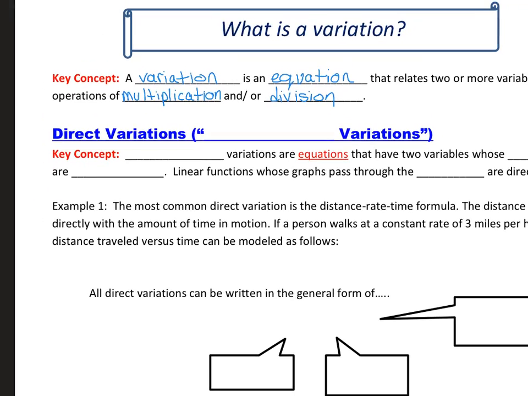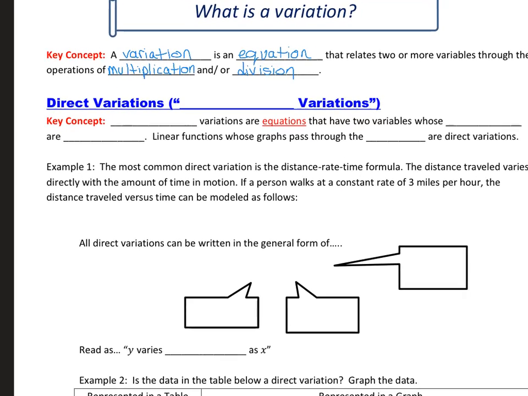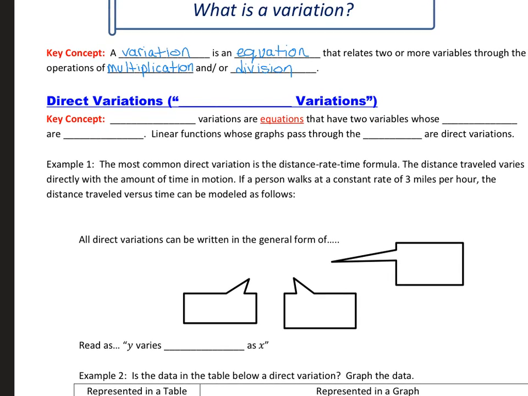All right, so the first variation that I want to go over here today is direct variations. Another phrase that you might hear used is proportional. So if you see proportional variations, they are the same thing as direct variations. And direct variations are equations that have two variables whose quotients are constant.